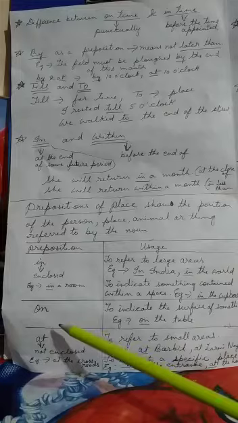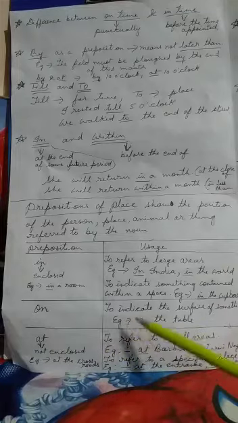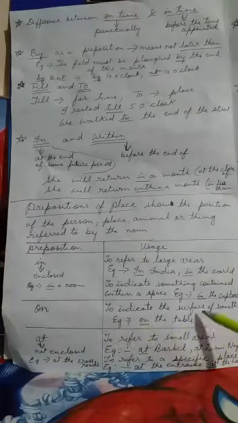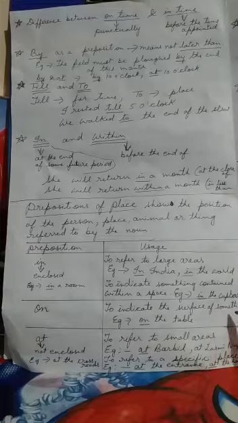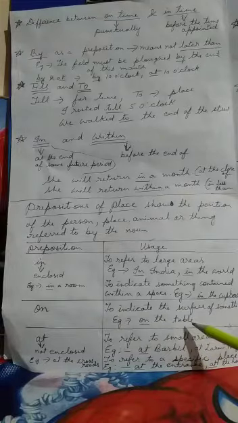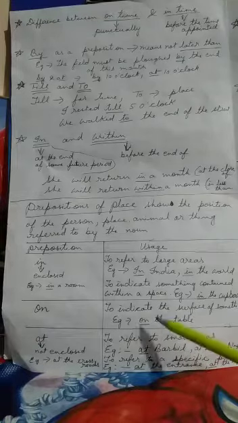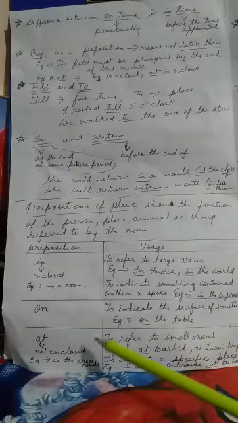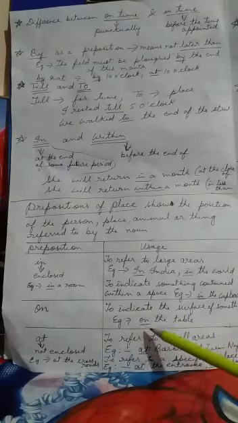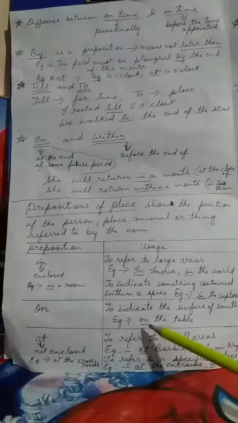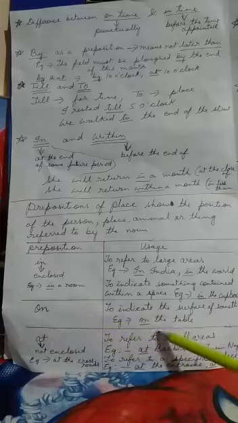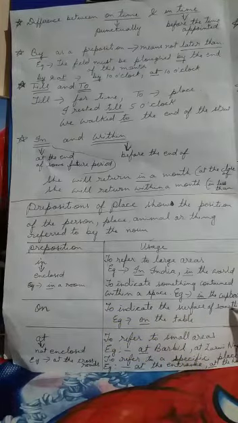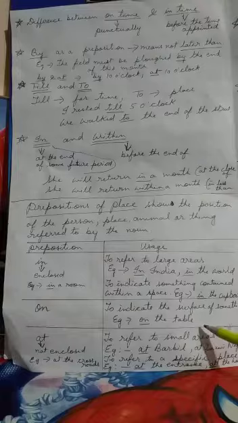Now see on. On is used to indicate the surface of something. On the table, it is the surface. When something has been kept on the surface of anything, like on the table, we use on. If we say that something is under the table or beside the table, these words are also there. But on can be used when we are talking about the surface of something, like on the table.